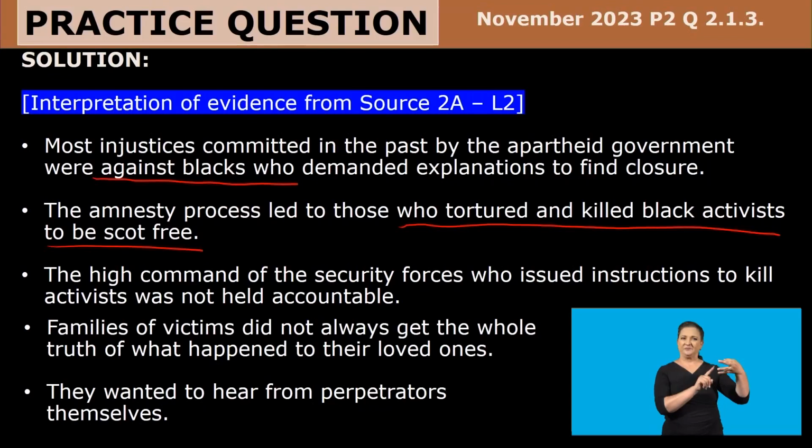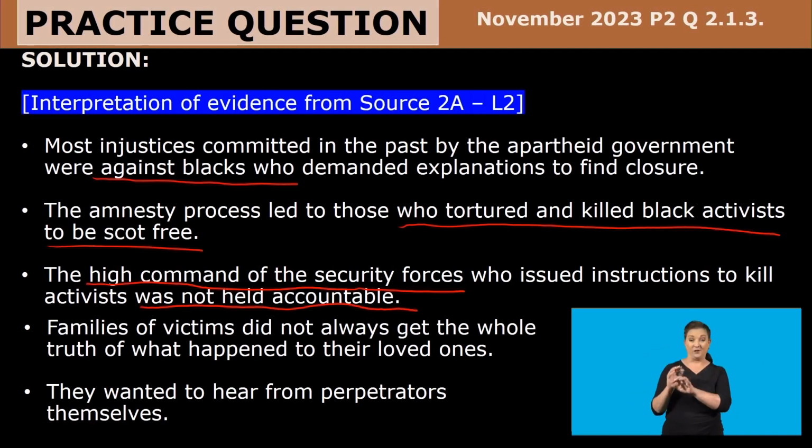Another possible response is the high command of the security forces who issued instructions to kill activists was not held accountable. That is also very, very important, that it wasn't just the people who committed the crimes, in other words, the perpetrators, but the high command as well. So in other words, those people who were in charge, the high command of the security forces.